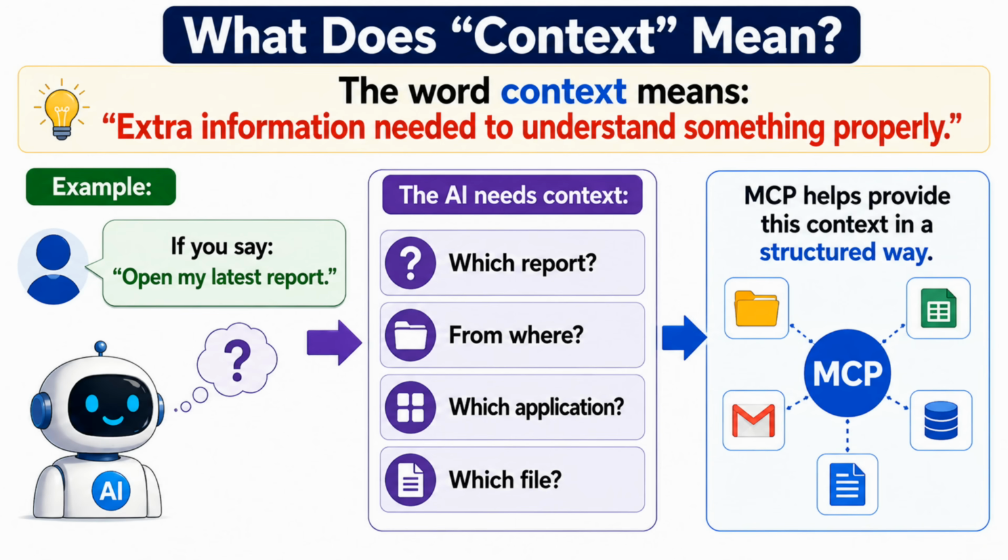Now let's understand one important word, which is context. Context means extra information needed to understand something properly. For example, suppose you say, open my latest report. The AI now needs more information. Which report, from where, which application, and which file? All this extra information becomes the context. MCP helps provide this context in a structured way.